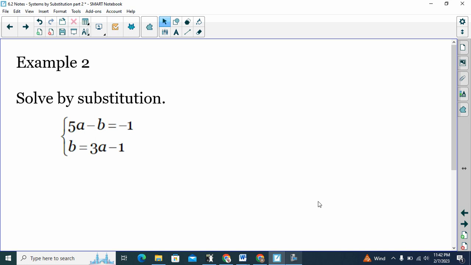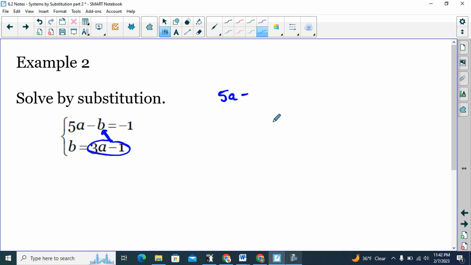We start the same way. We replace one of the variables with what it's equal to. In this case, we have an equation that says b equals. So I'm going to take 3a minus 1, and I'm going to put it in for the b. So it's going to say 5a minus b equals negative 1. Now, when we put it in for the b, a lot of times I see students do it like this. 5a minus, and b is this, equals negative 1.